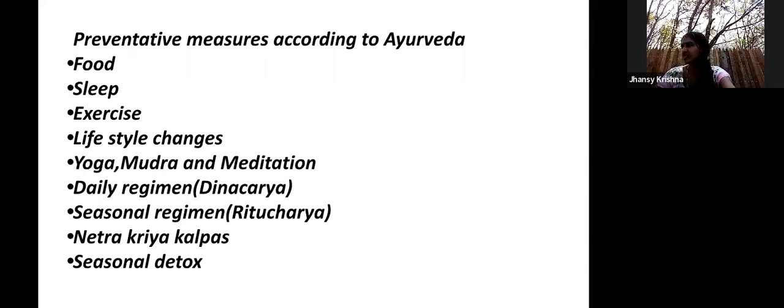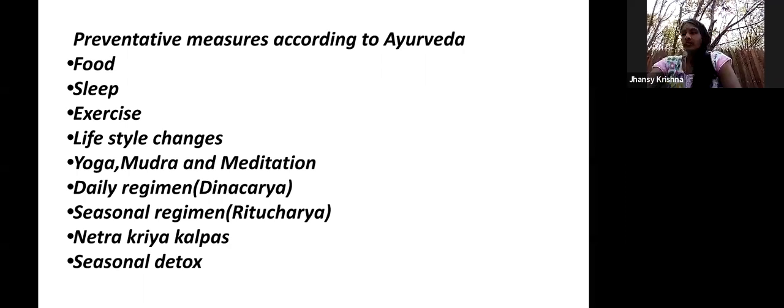Preventive measures of myopia include proper sleep, food, exercise, lifestyle changes, dinacharya, netra kriya kalpas, and also, in the treatment aspect, seasonal detox. It comes under both prevention and cure.